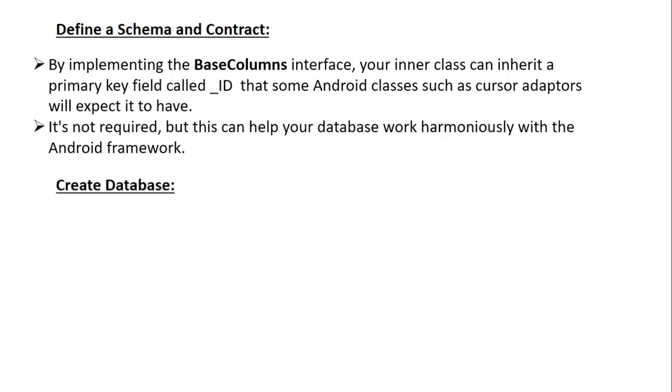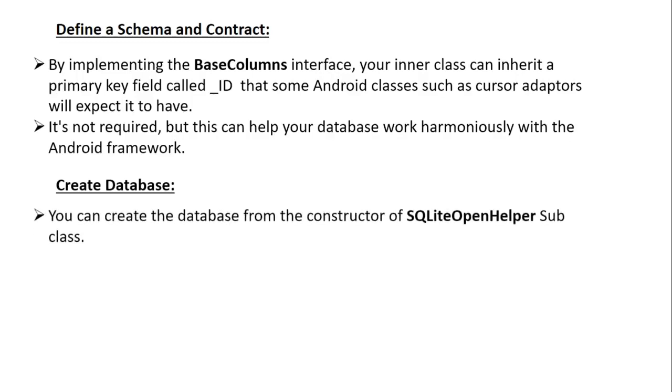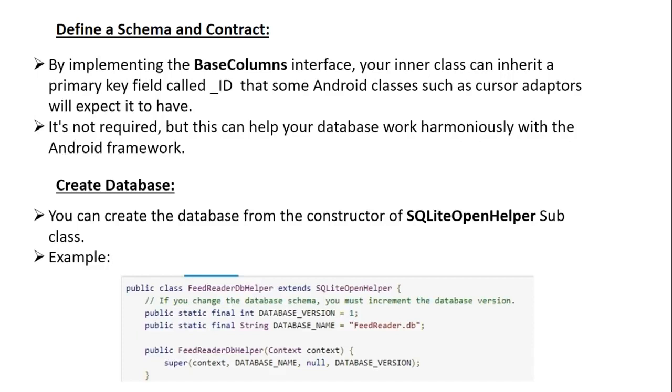So now we can learn how to create the database. You can create the database from the constructor of a SQLiteOpenHelper subclass. Here is a simple example. Here we create a class called FeedReaderDbHelper that is a subclass of SQLiteOpenHelper. We provide two constant variables, database version and database name. This is the constructor of the class. There is no default constructor for SQLiteOpenHelper, so we need a constructor with at least a context parameter. Then we have to pass the context, database name and database version to the superclass.